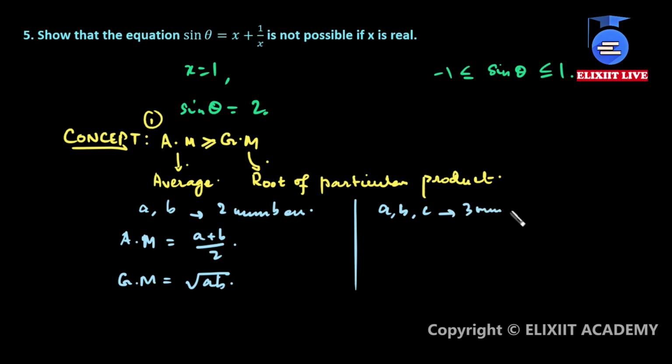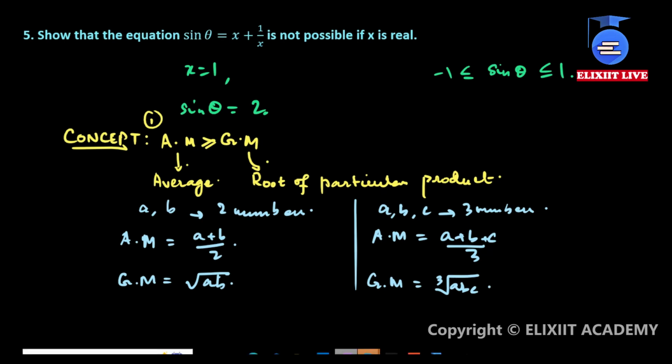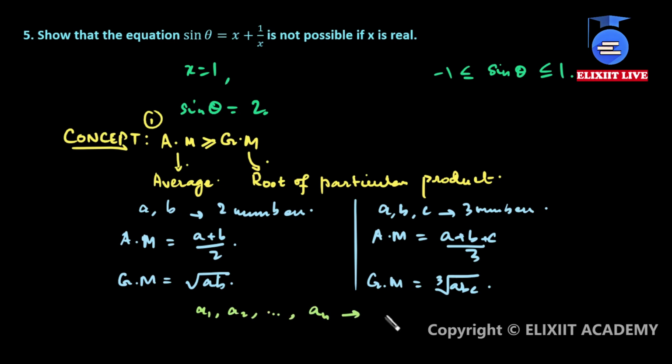If three numbers are there, then arithmetic mean would have been A plus B plus C divided by 3, and geometric mean would have been cube root of ABC. And suppose n numbers are there, let's say for instance A1, A2, I am taking in this manner, n numbers are there.